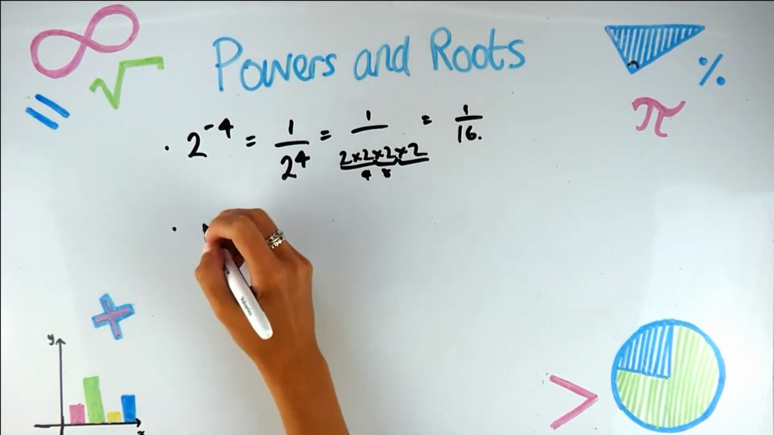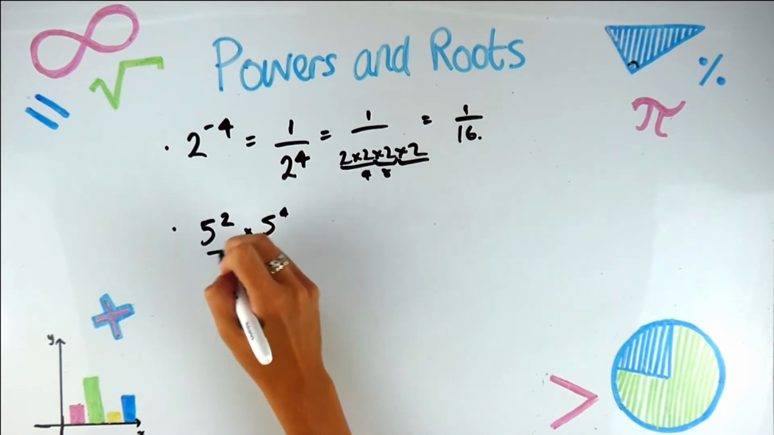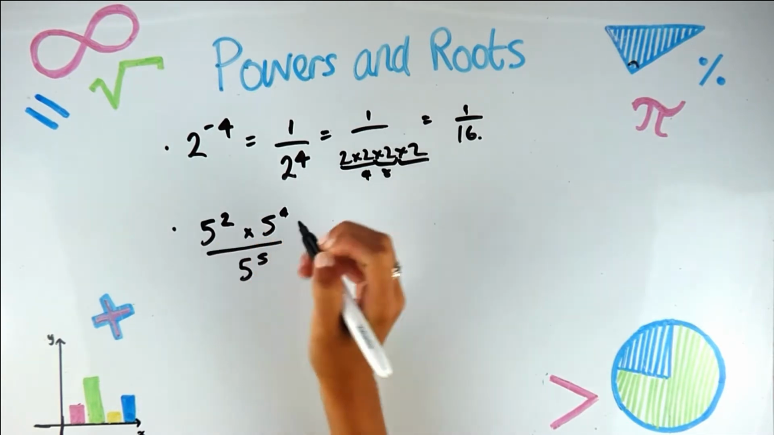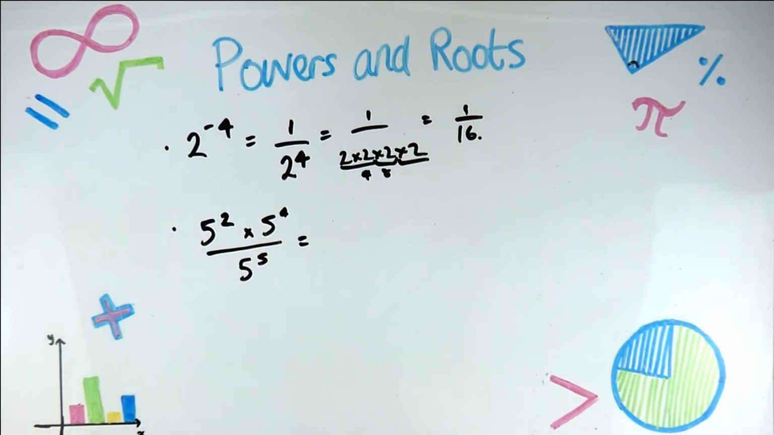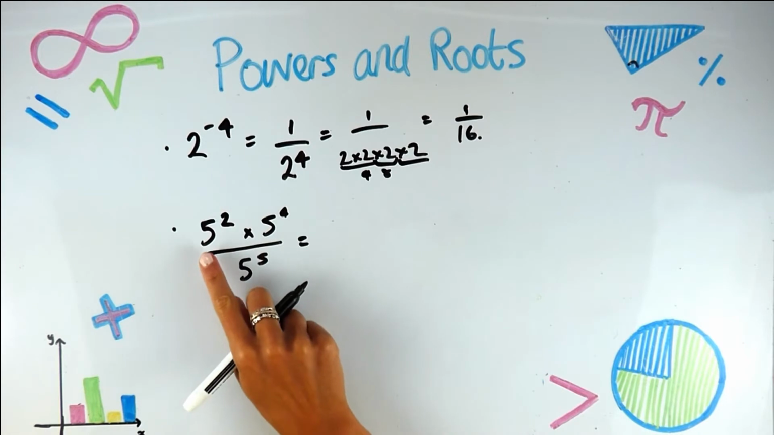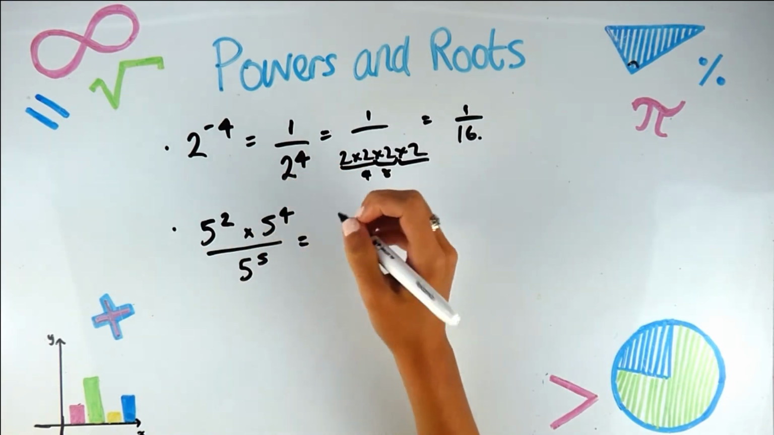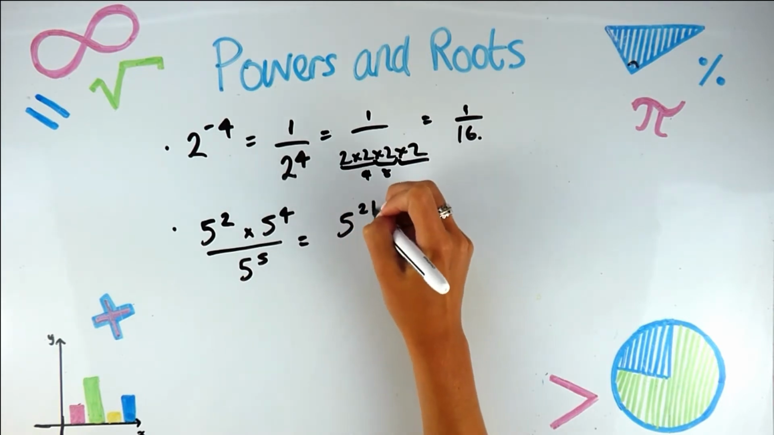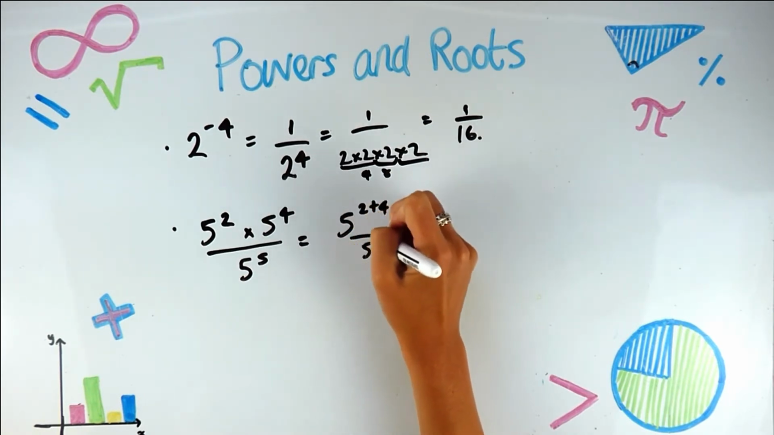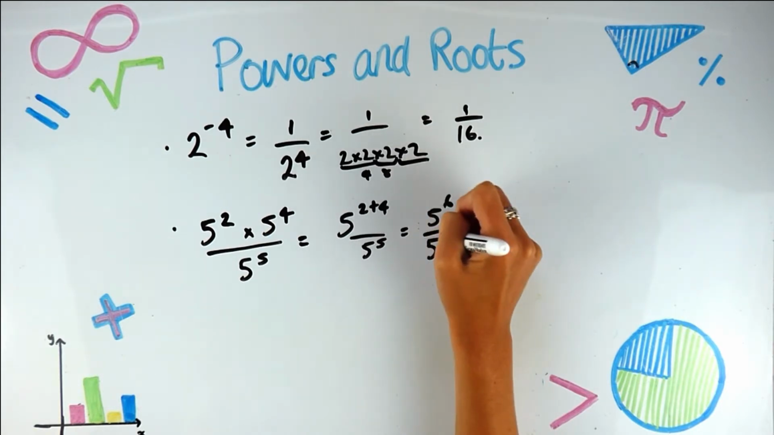Next question. 5 squared multiplied by 5 to the 4 over 5 to the 5. So first we'll do the multiplication. So let's just look at this part. So I have two powers that are multiplied together, so that was my first rule, so I add them. So I've got 5 to the 2 plus 4, over 5 to the 5, which is 5 to the 6 over 5 to the 5.